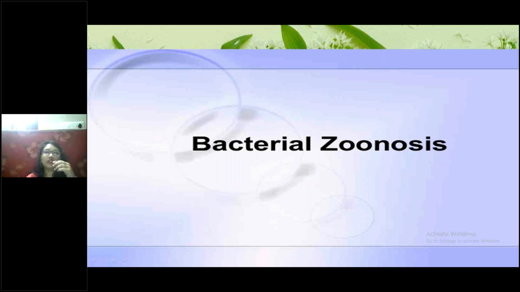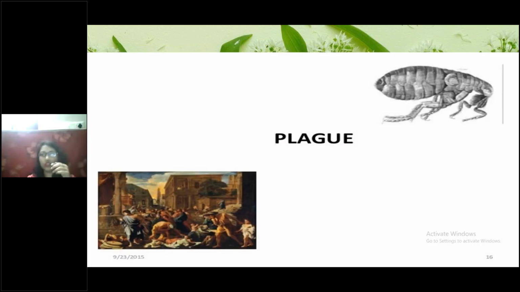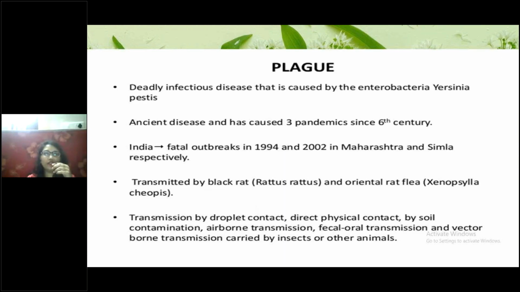So there can be bacterial zoonosis also, like plague. Plague is an important zoonotic disease of the past, and this is a deadly infectious disease that is caused by Yersinia pestis. It is an ancient disease and has caused 3 pandemics, the first in the 6th century, and there have been fatal outbreaks in Maharashtra and Shimla, and the latter one was after the earthquake took place.